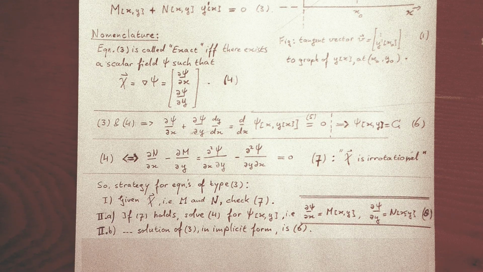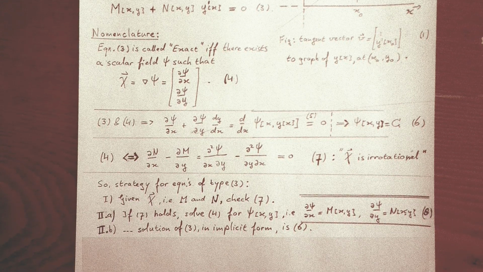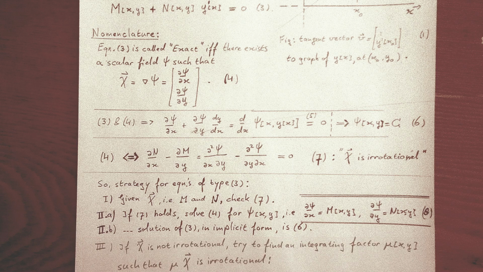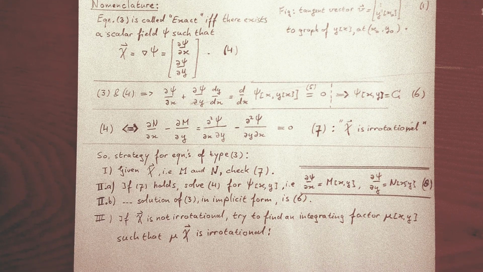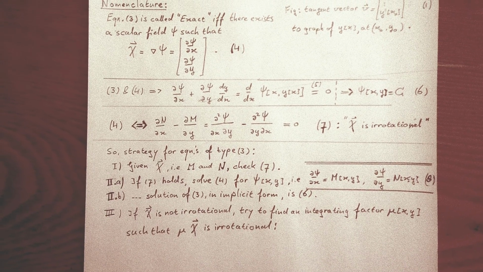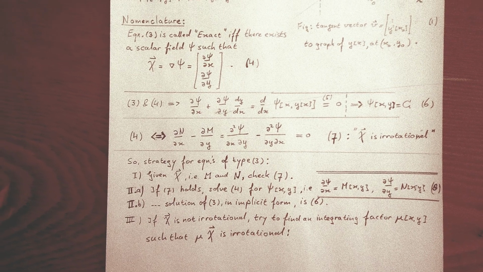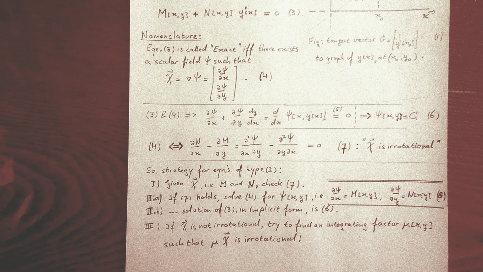If, in step 2, it turns out that the vector field chi is not irrotational, then we may bring in the strategy of looking for an integrating factor. Now, multiplication of the whole equation 3, by a factor mu of x and y, is equivalent to multiplying the vector field chi by a scalar field mu of x and y. We may do so in the hope that mu can be designed such that the modified field, mu times chi, will be irrotational.